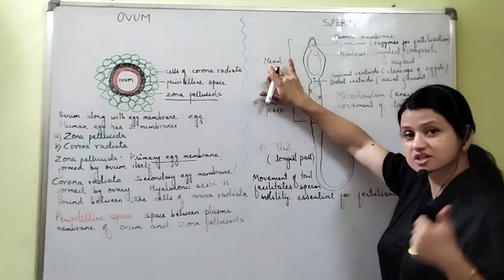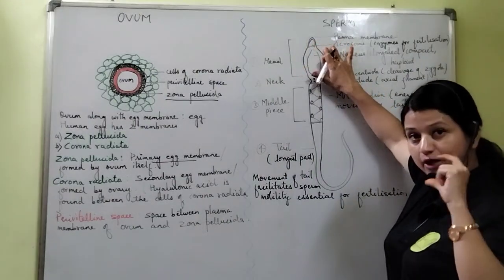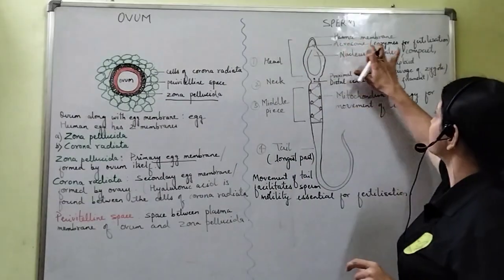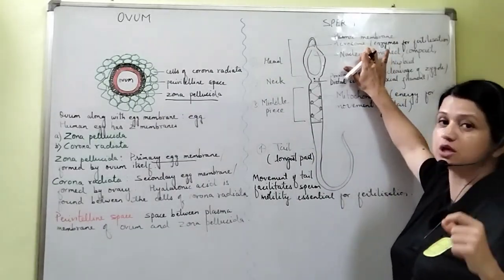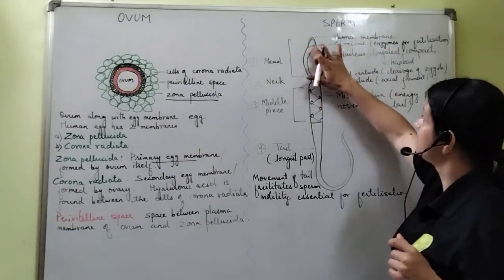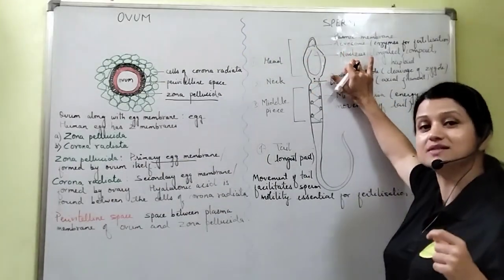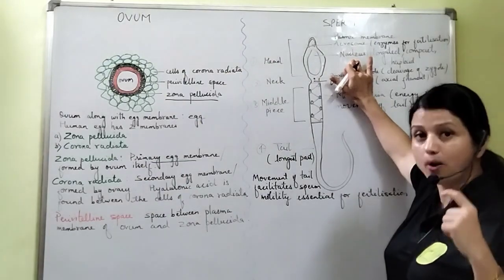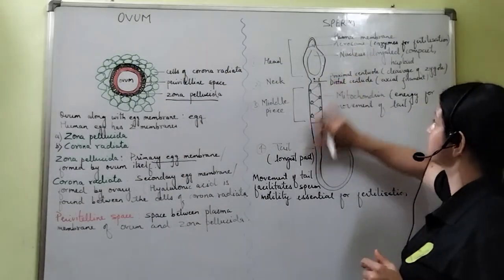So head के function आप याद रखेंगे. हेड में दो चीज याद रखेंगे. पहला है टिप में एक्रोसोम प्रेजेंट है. सेकेंड थिंग, जो एक्रोसोम है इसमें क्या प्रेजेंट है? एंजाइम्स प्रेजेंट है which is required for fertilization. नेक्स्ट नीचे आप देखेंगे हेड में ही क्या प्रेजेंट है? न्यूक्लियस प्रेजेंट है. ये न्यूक्लियस कैसा है? इलोंगेटेड है, कॉम्पैक्ट है और हैप्लॉइड है. ठीक है? There are 23 chromosomes.